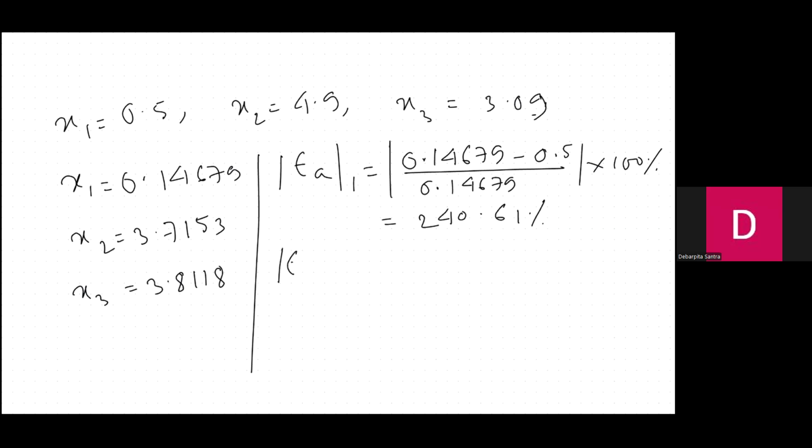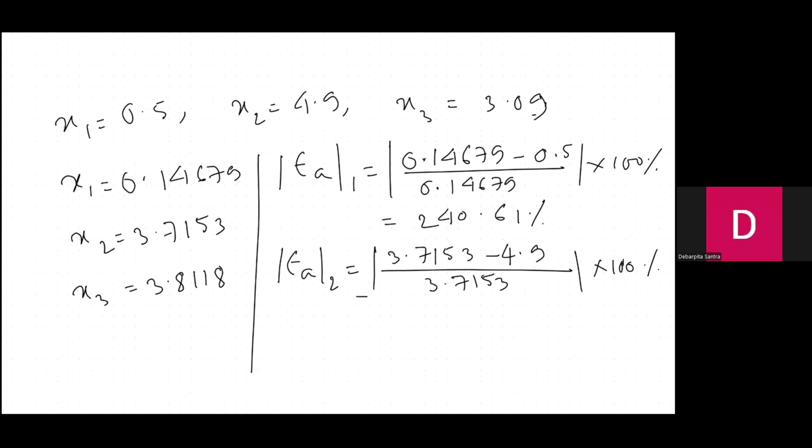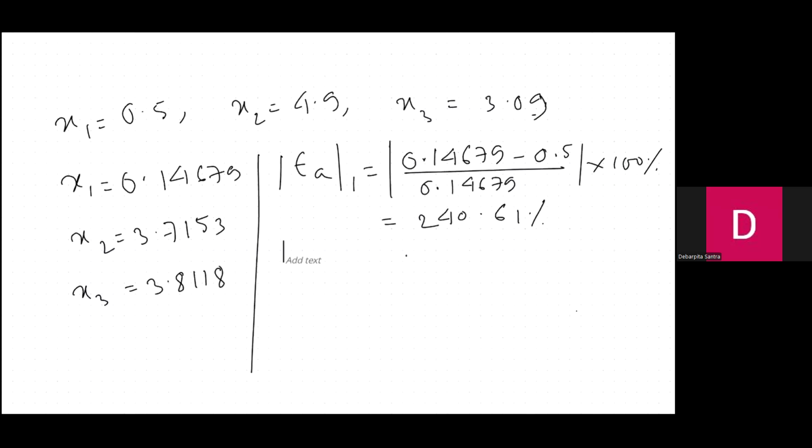So A2, the error for finding out the value of x2, is the new value of x2, that means 3.7153, minus the old value of x2, that means 4.9, divided by the new value, that means 3.7153, into 100%. If you calculate this, this will become 31 points. So in this case, we find the error for A2.